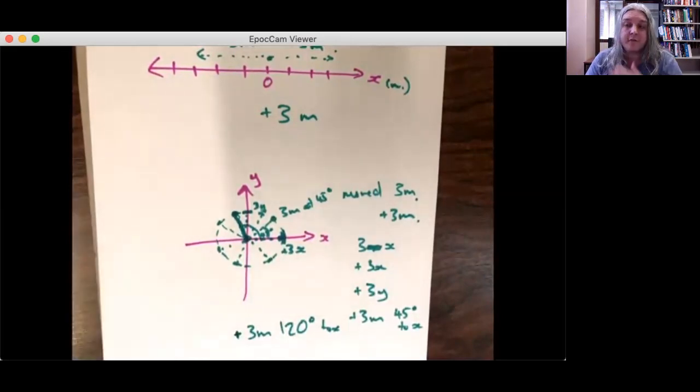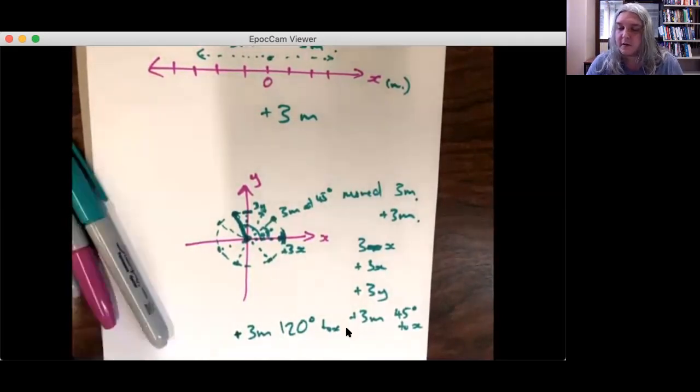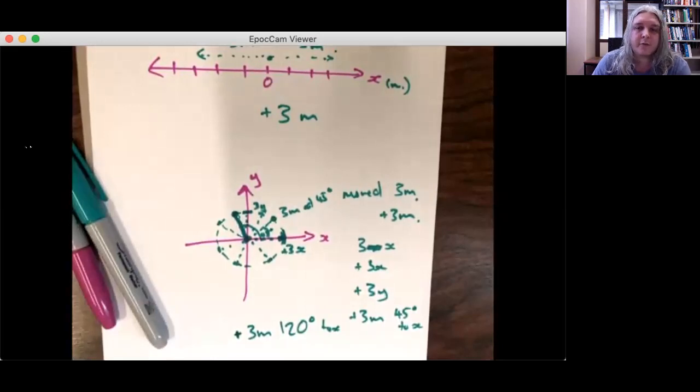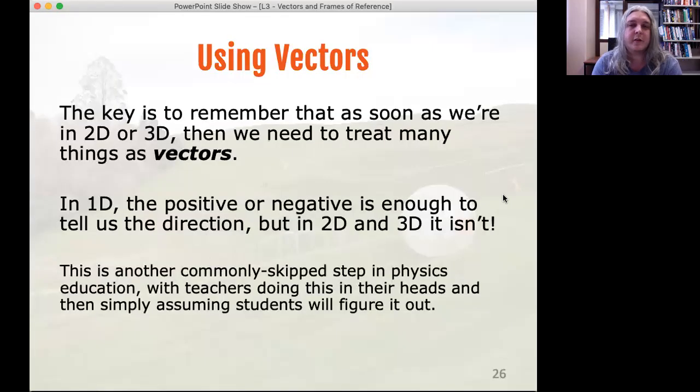So hopefully that's enough information about vectors for now. As I said, I'll try and reiterate some of that as we go through the course, especially when we deal with force problems and two-dimensional collisions and things like that. That's where vectors really start to get a little bit confusing if you haven't grasped them fully.